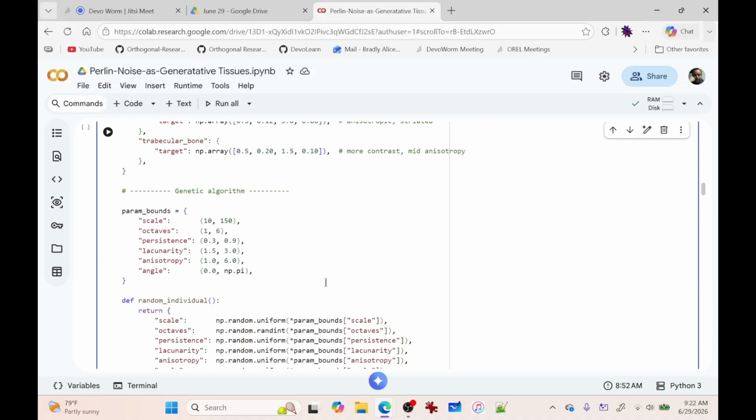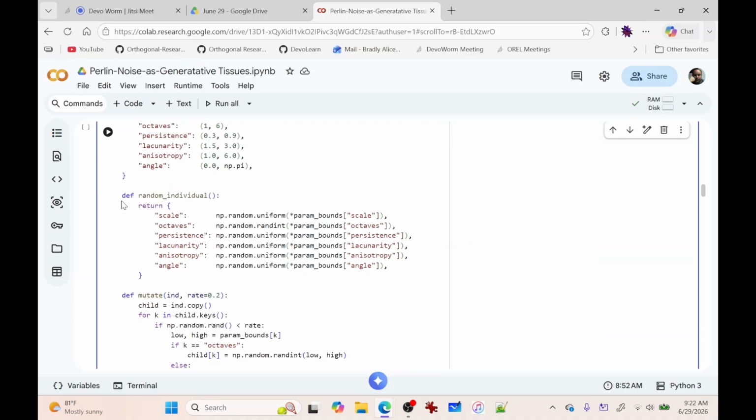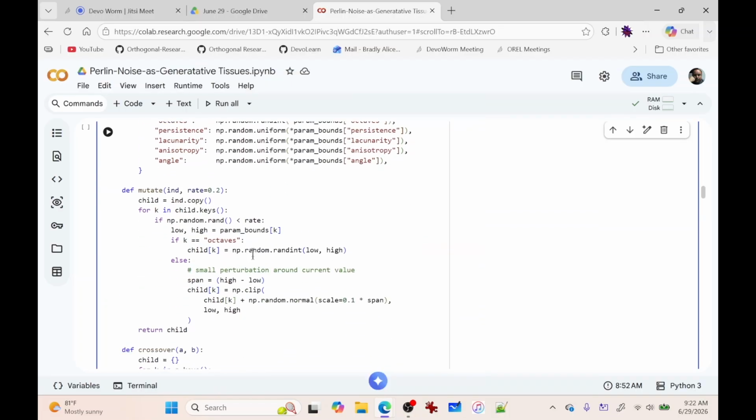Then our genetic algorithm is here, where we have our parametric bounds for these different parameters. We have our function for random individuals, so we have scale, octaves, persistence, lacunarity, anisotropy, and angle. We then have our mutation function, which is at a rate of 0.2. And so that means that we do our genetic algorithm.